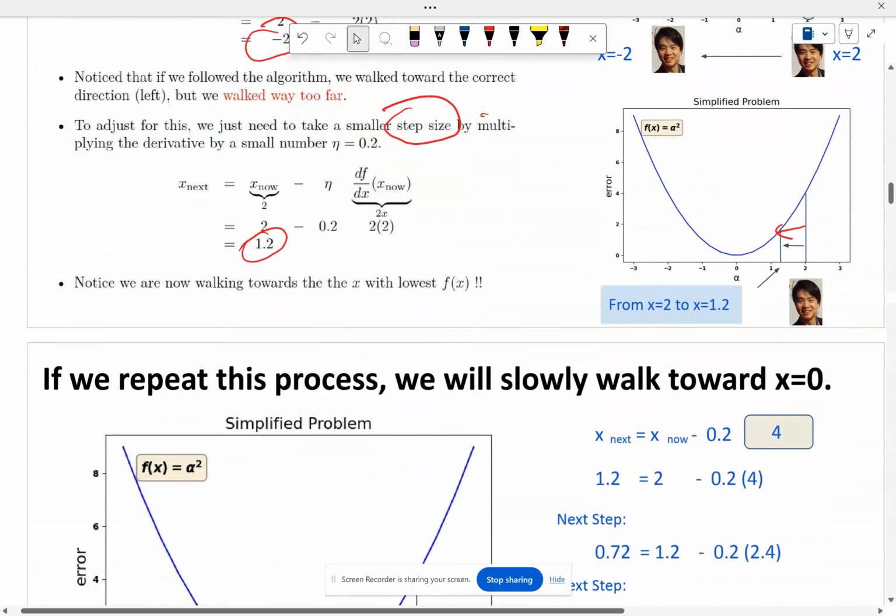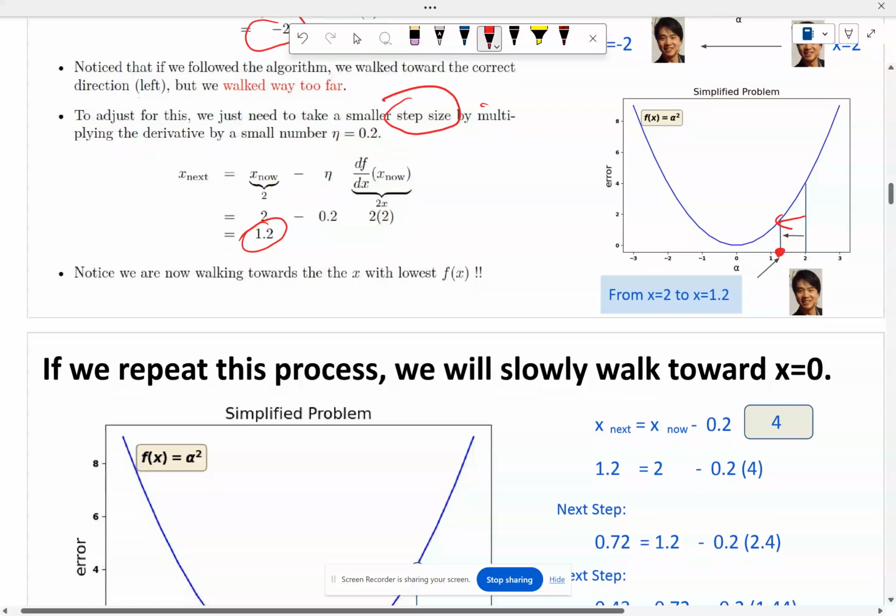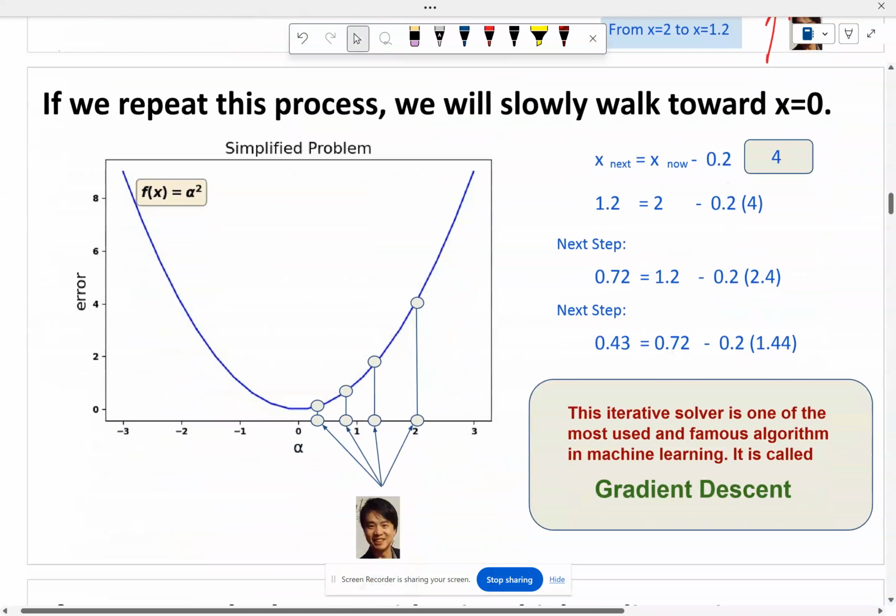Well, now that you're in the new location, you can do the same thing again, right? By looking at the derivative at this new point, you will know which way to walk, and you're going to walk this way. So if you did that, the first time we end up with 1.2.